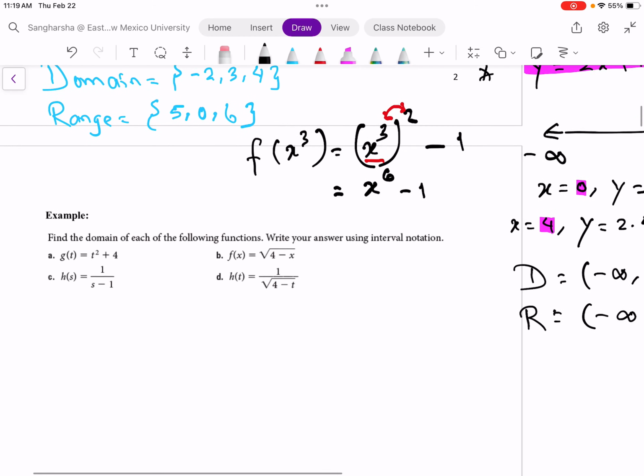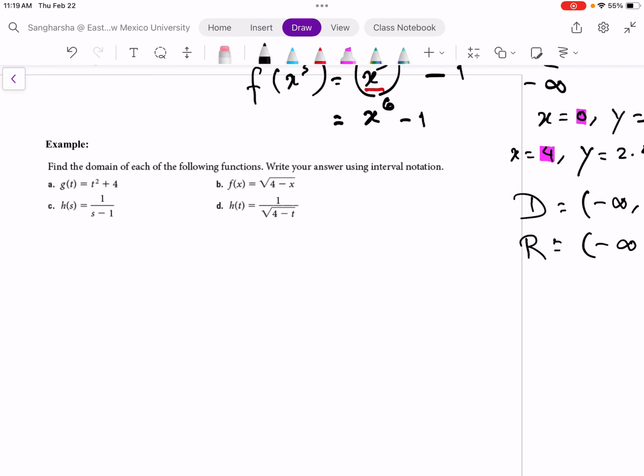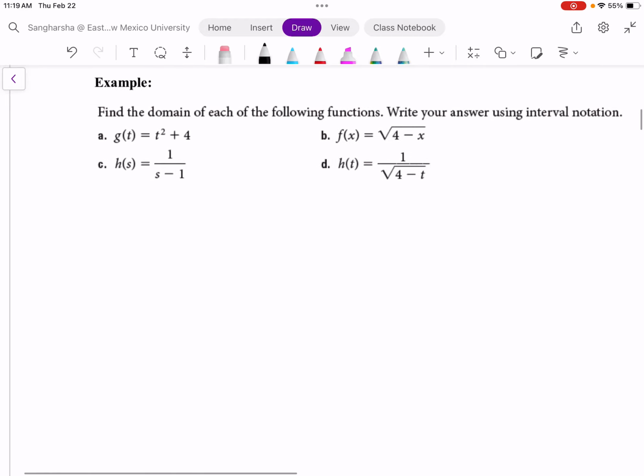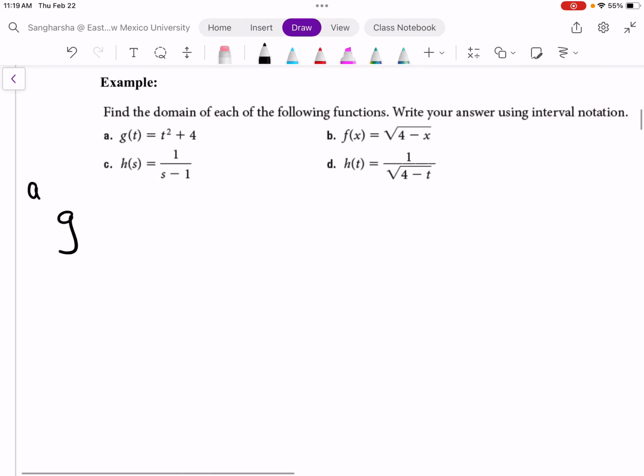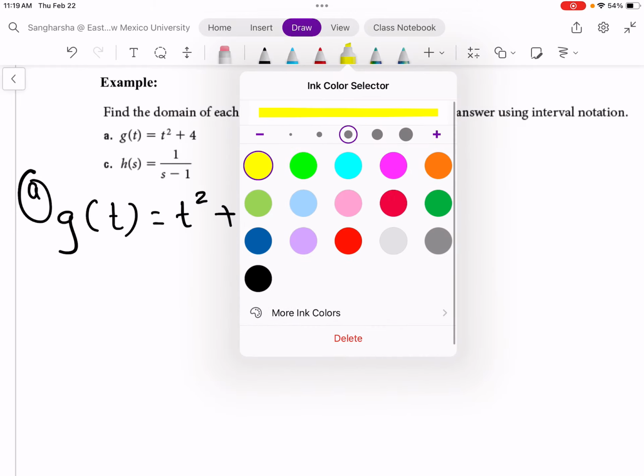So in example A, we have a function g of t. So our function is g of t equals t square plus 4. Now what is the name of the function here? So g is the name of the function.